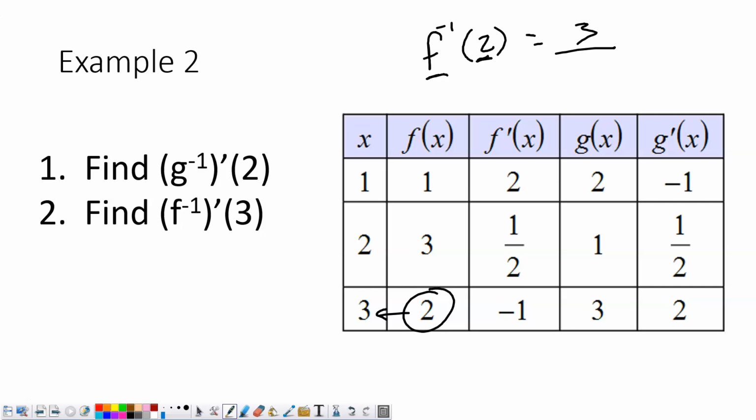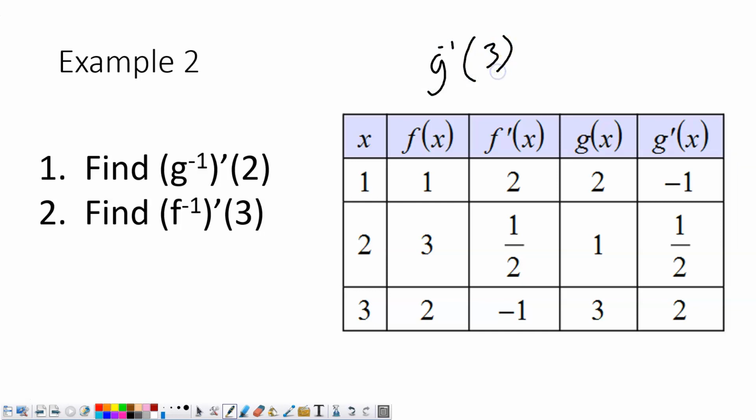So I'll throw one more at you guys. How about this? What is g inverse of 3? So you'd start by looking for 3 in the g column, and then the answer will be the x value that goes with it, which actually is 3 also. So that's how you can find the answers for functions like that on a table.